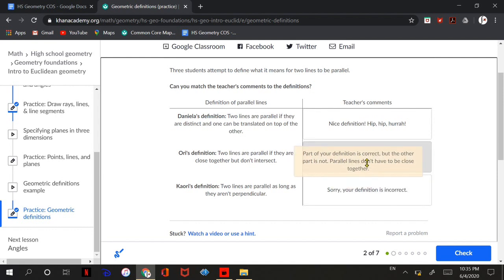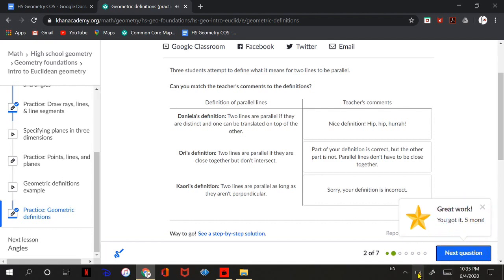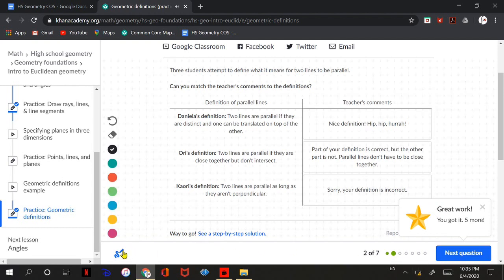The teacher's comment would be this, because part of the definition is incorrect, but the other part is not. Parallel lines don't have to be close together. Two lines are parallel as long as they are perpendicular. That is incorrect, because if you had, let's say, a line like this, they're not perpendicular, but they're also not parallel because they intersect.